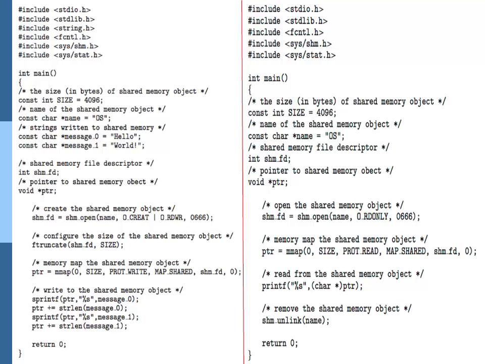Then it also calls the mmap function. In mmap, its protection is just read, right? In the producer, the protection is write, but in the consumer, it's read. Then printf, so it reads from the shared memory object. Then the consumer calls the function shm_unlink. So it will remove the shared memory segment after the consumer has accessed it.